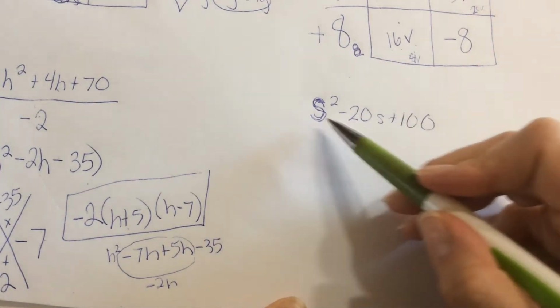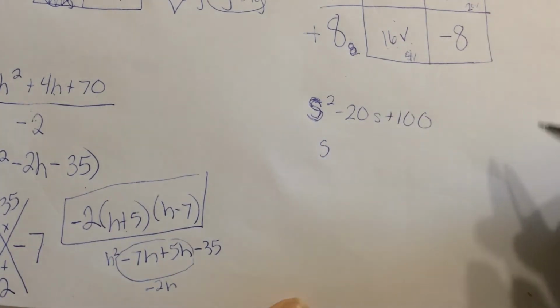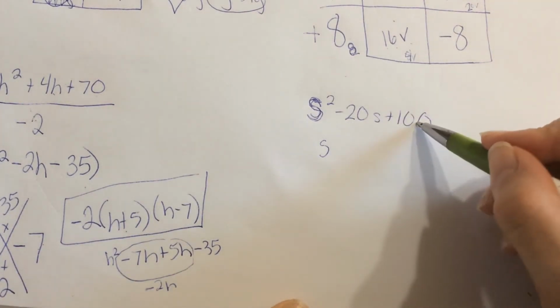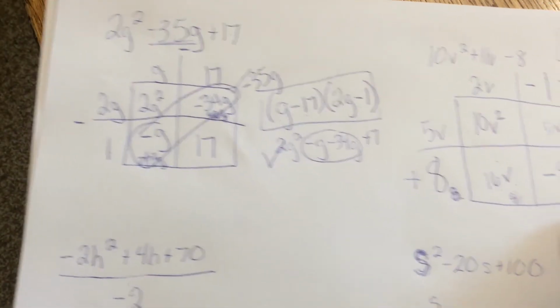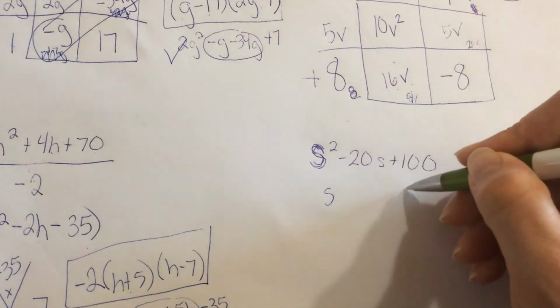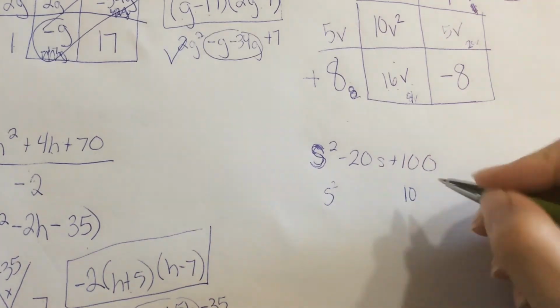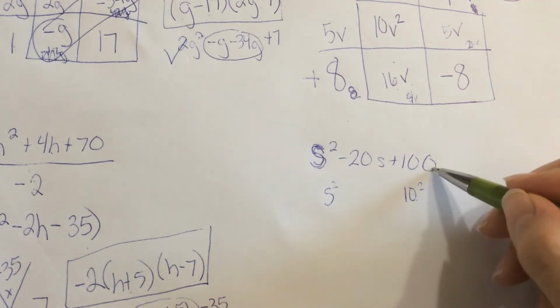Okay. s squared is always a square. So a square root is s. In here, I have 100, whereas in any of these other problems, my last term wasn't a perfect square. But this one's a perfect square of 10. Okay, so I have s squared and 10 squared.